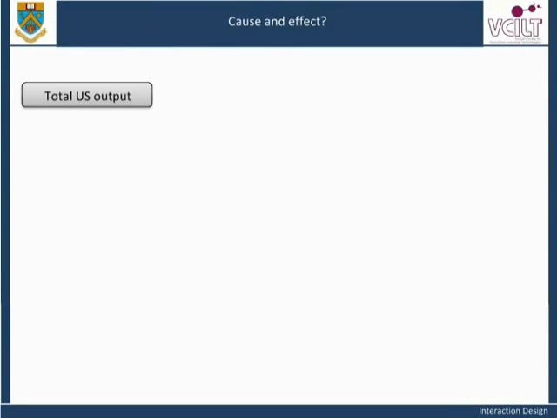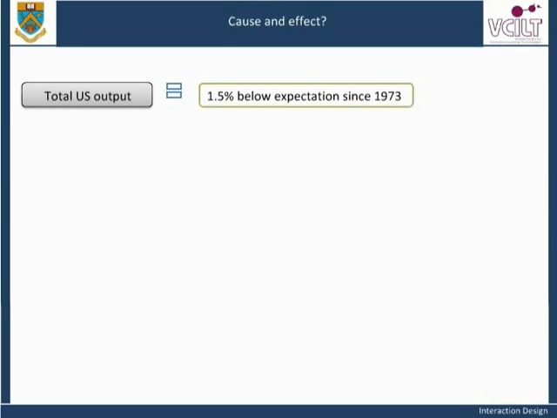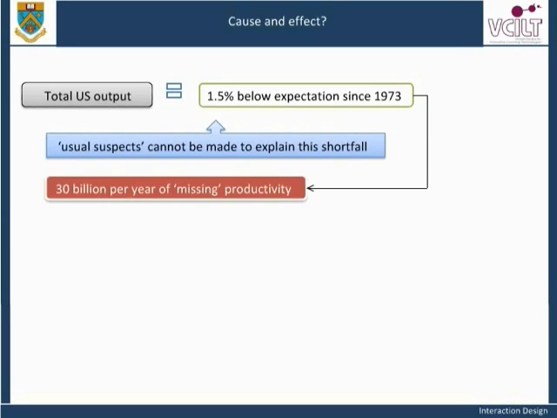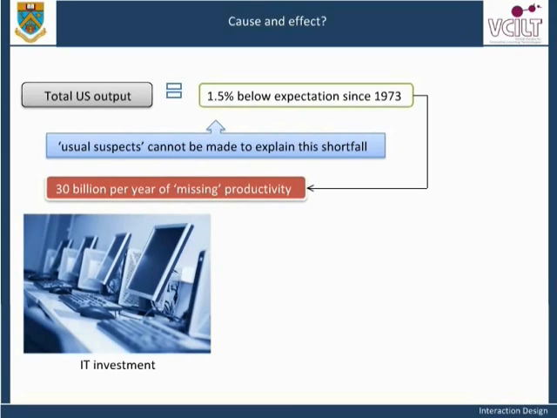Landauer argues that total U.S. output is 1.5% below expectations since 1973, and that the usual suspects cannot be made to explain this shortfall. 1.5% roughly equates to $30 billion per year of missing productivity. IT investments yielded 13.3% less than expected, which over an average investment of $225 billion results in $30 billion. Landauer suggests that this is the missing $30 billion.